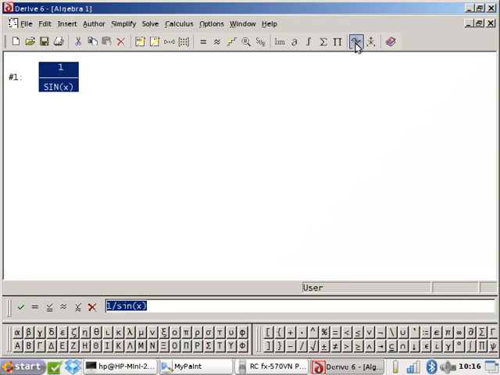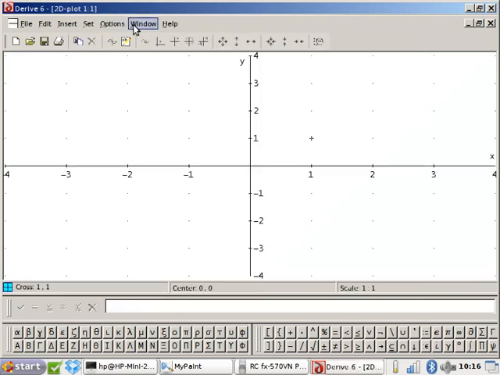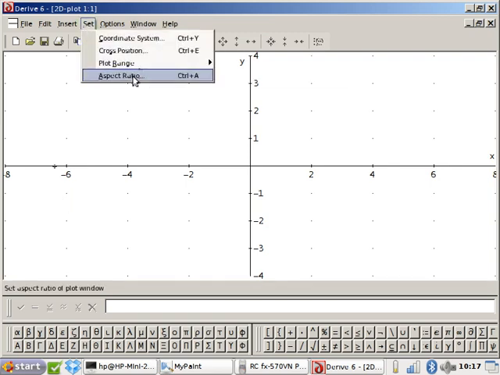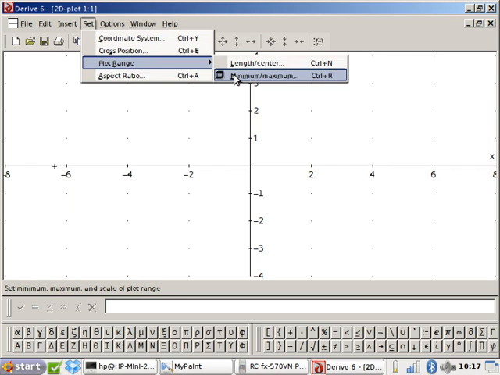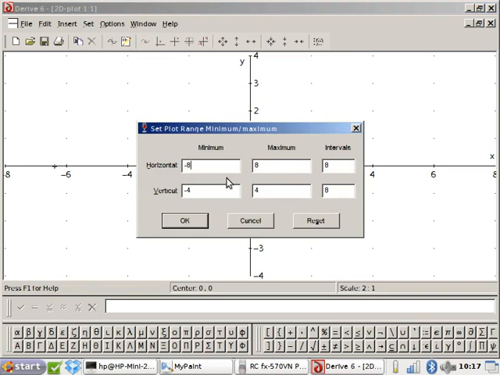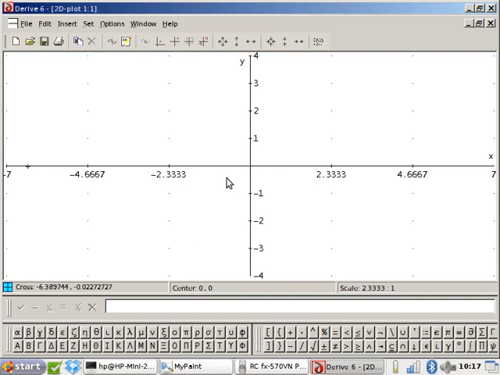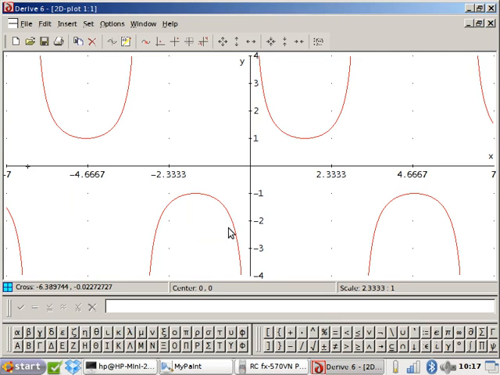So this is cosecant, and I probably want to go out a little bit. There we go. Now 2 pi is about here, and 2 pi is about here. Let me just go to... yeah, that'll do. So that's about 2 pi. Okay. Right, so that's the first one.